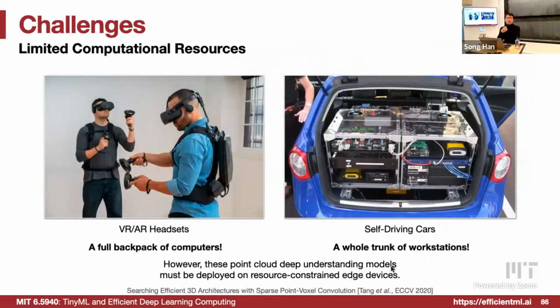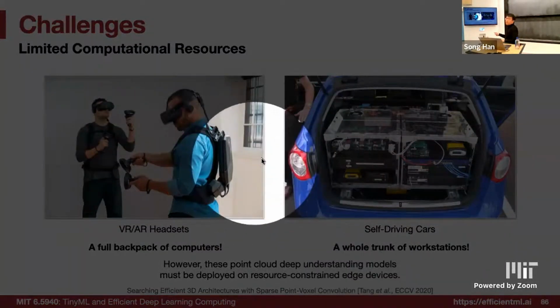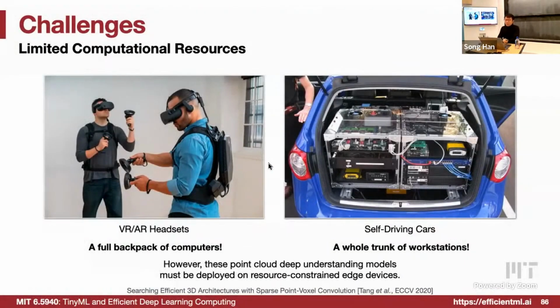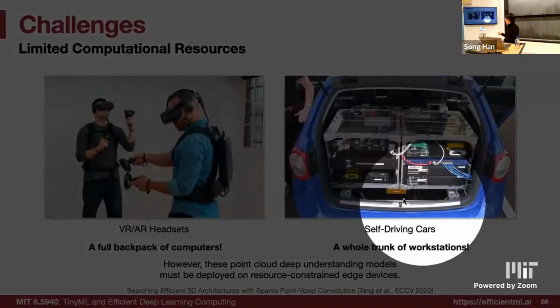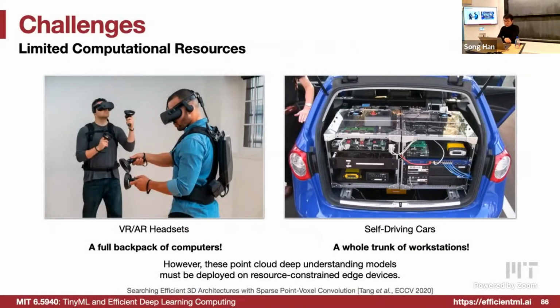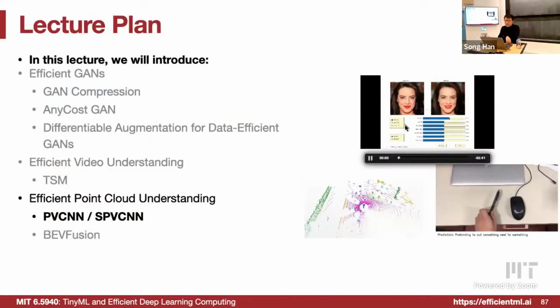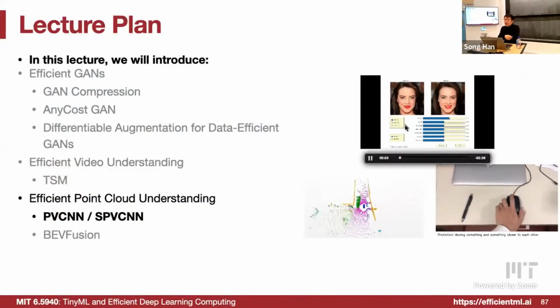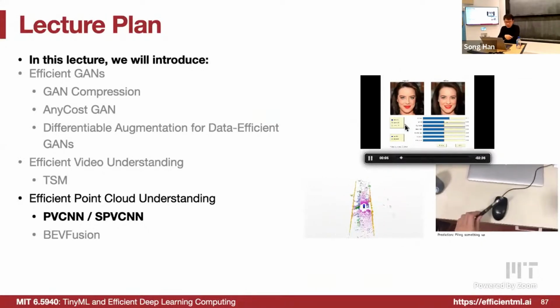And we suffer from limited computation resources, right? For example, in AR, VR headsets, we don't want to have a whole backpack of computers, and a big battery we have to put in the pocket, and very heavy headsets. And also for self-driving cars, we don't want to have a trunk of workstations in the back. So these point cloud deep learning models must be deployed on resource-constrained edge devices. So we are going to introduce the PVCNN, SPVCNN technique to achieve higher efficiency for point cloud understanding.